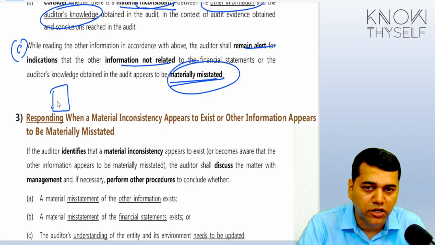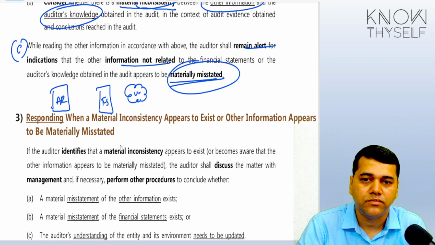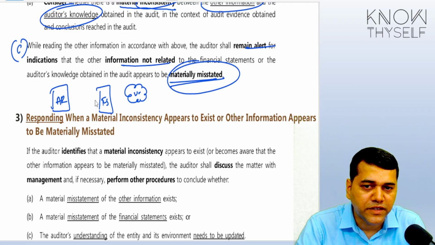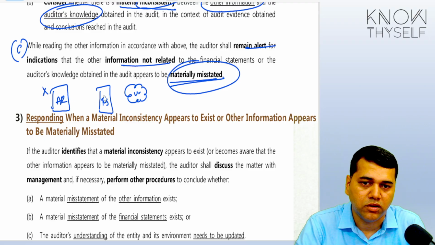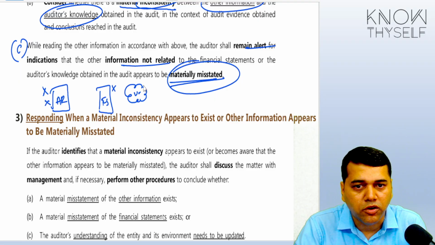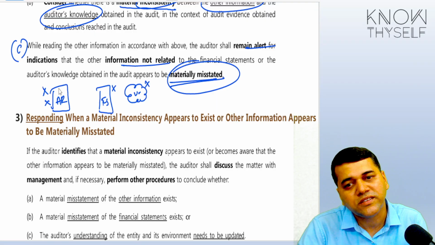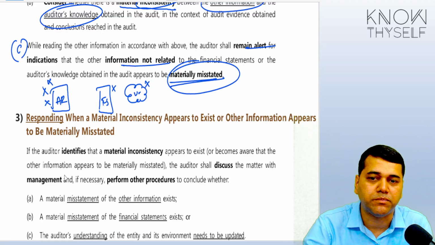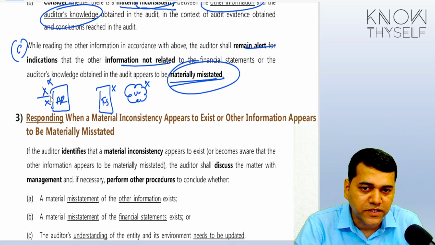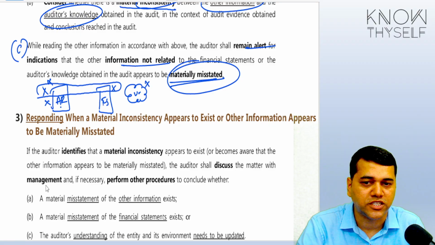You have got the annual report here, you have got the financial statement here, you have got your understanding here. If you compare with the financial statement, either this will be wrong or the financial statement will be wrong. Either the annual report will be wrong or your understanding will be wrong. And the third scenario is that the annual report alone is wrong because of misstatement. Okay, let us take the first scenario of comparing the annual report with the financial statement.